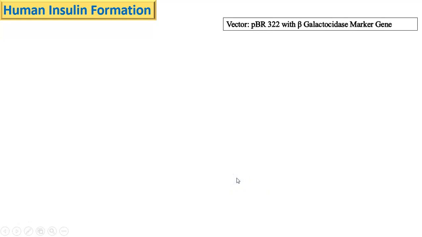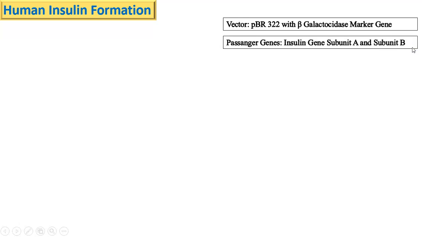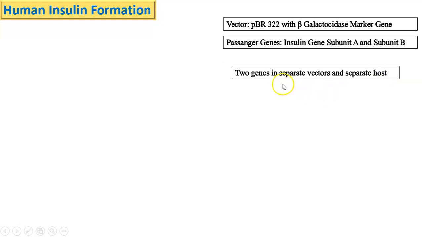Once again, with the help of a flowchart, we will understand this human insulin formation. In recombinant DNA technology, there is a vector used. In this case, it is a plasmid, pBR322. It has a beta-galactosidase marker gene. The passenger gene or foreign gene used are insulin genes for subunit A and subunit B. So there are two different genes. The two genes are introduced in separate vectors and then in separate hosts.